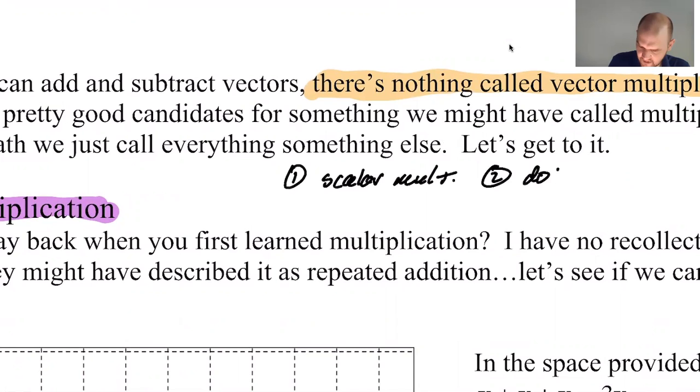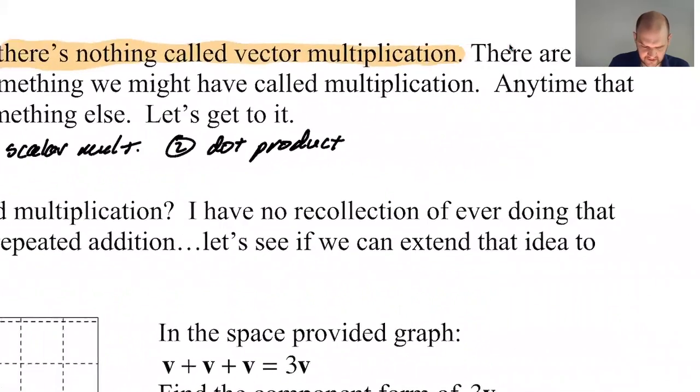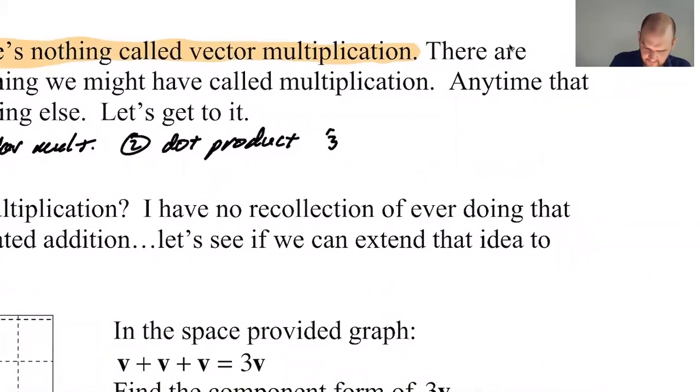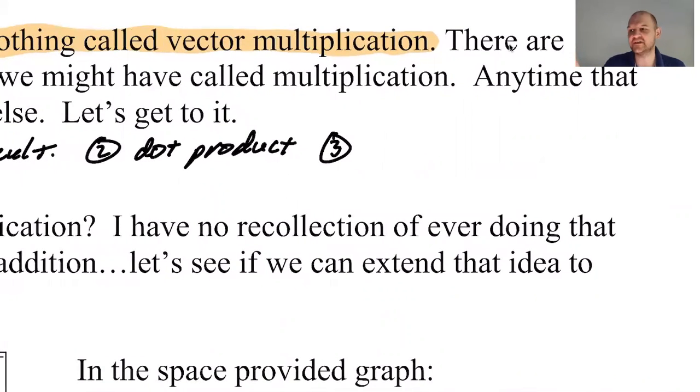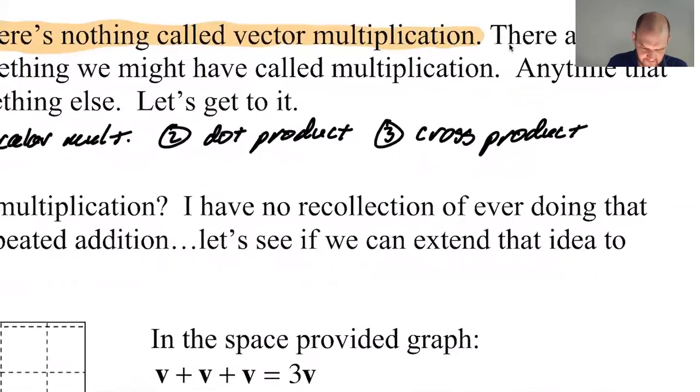Two would be the dot product, sometimes called the inner product, I think. Maybe it's called the scalar product, I don't know. I don't use that name, so I can't even remember it. But dot product, and then the other would be called the cross product. We don't do cross products, partly because cross products don't really exist for two-dimensional vectors.